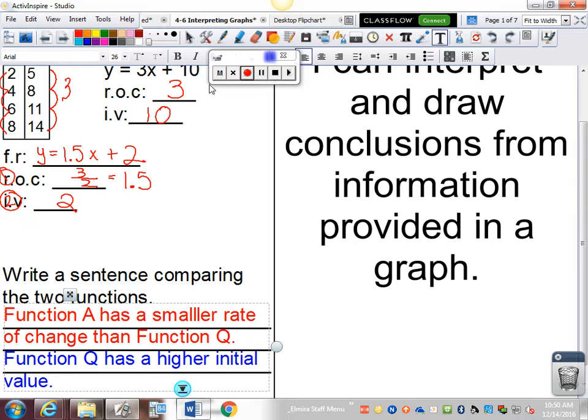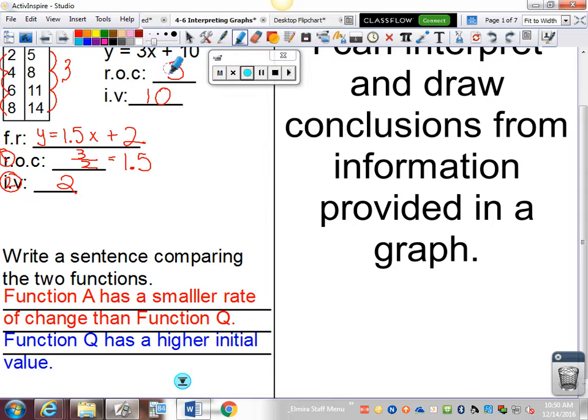Okay? You're just looking at the numbers and comparing, apples to apples and oranges to oranges, in terms of comparing rates of change and initial values. Okay, so that's what I'm looking for you to do in your sponge.